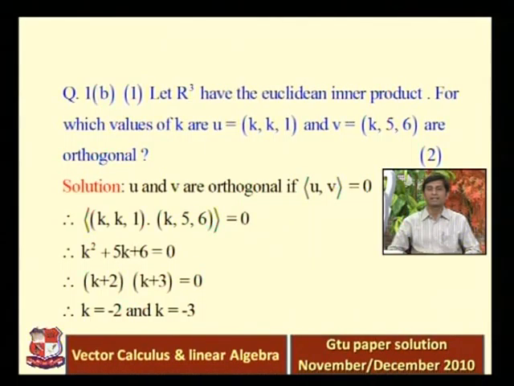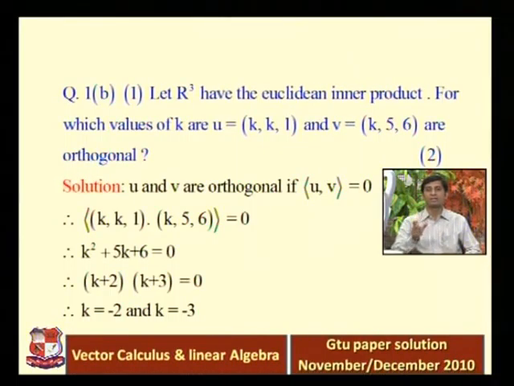k² + 5k + 6 = 0. Now solve this equation. You will get two factors: (k + 2) and (k + 3) is equal to 0. So k = -2 and k = -3. So here is the complete solution to this question.